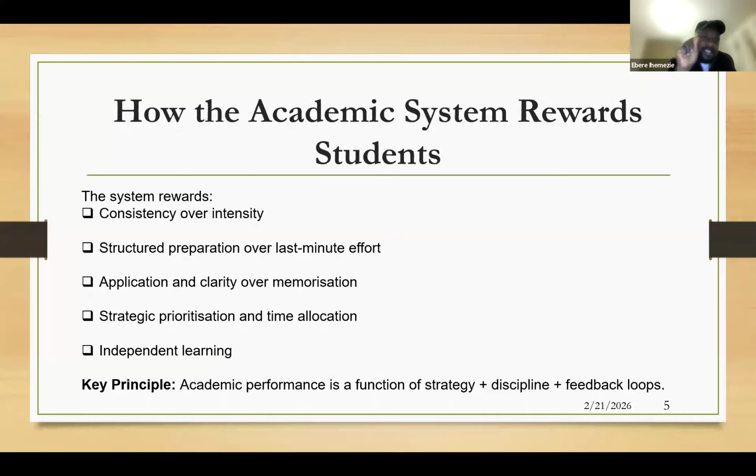The next thing that the system rewards is strategic prioritization and time allocation. I'll give you a practical example. If you're starting a semester and you're taking, say, 7 modules in that semester, the fact is that not all the modules have the same strengths and weaknesses. There are modules that are easier than others. There are modules or subjects that are more difficult than others.